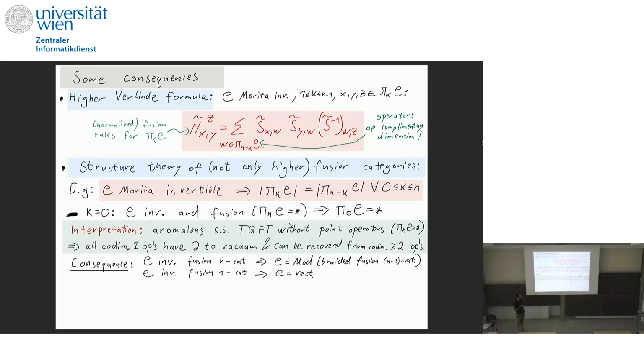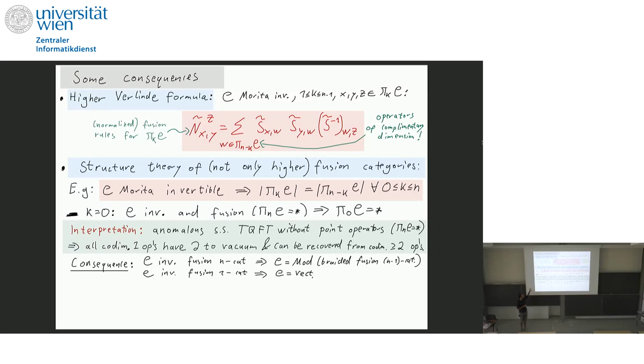So in TFT world, this is saying if I have an anomalous semisimple TQFT without point operators, so which is fusion in this sense, there's no point insertion, then I also don't have codimension-1 boundaries to the vacuum. Every codimension-1 operator has a boundary to the vacuum. So everything can be recovered from the vacuum. There are no interesting codimension-1 operators. And every codimension-1 operator can be recovered from codimension greater or equal to 2 operators.